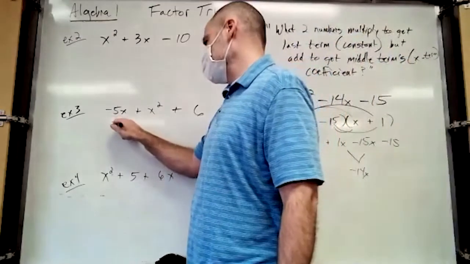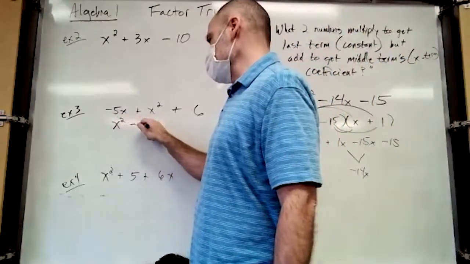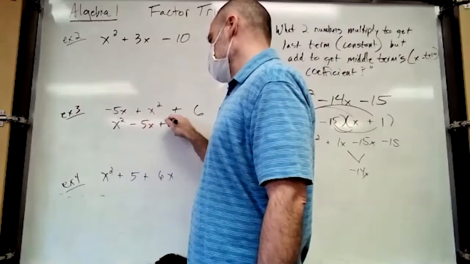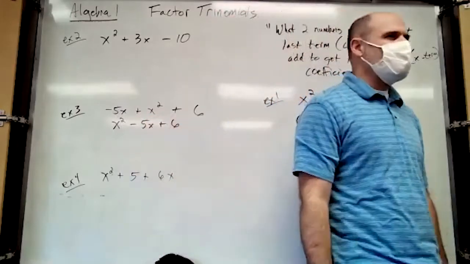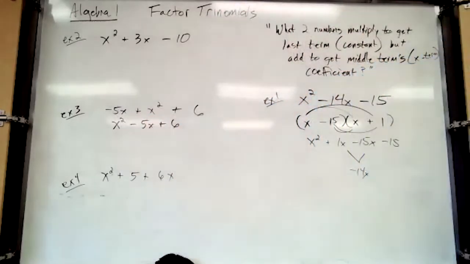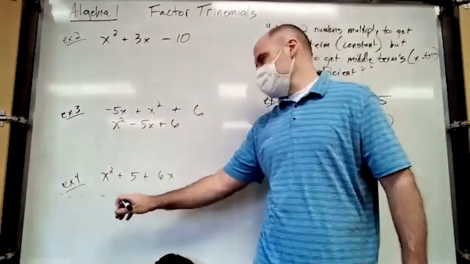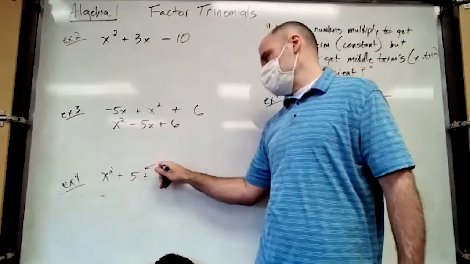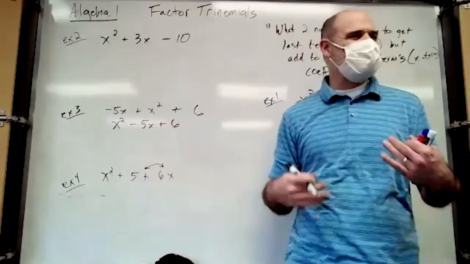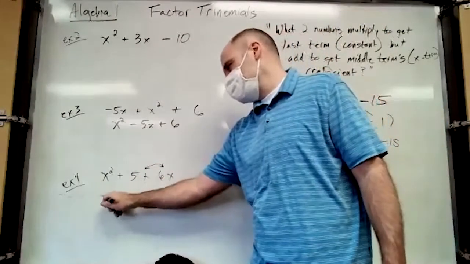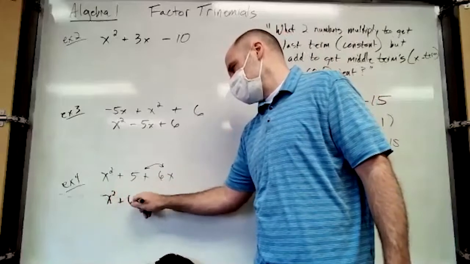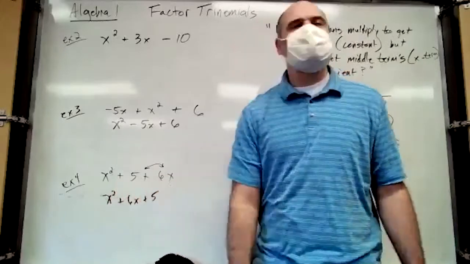So if you're stuck on number 2, let's write it in standard form. So now it's a little bit easier to see. And same thing with example 4. These guys are in the wrong position, so it kind of throws off our groove a little bit. X squared plus 6x plus 5. Okay?